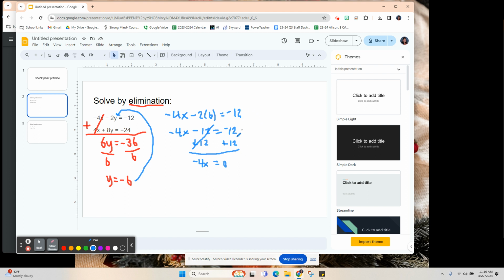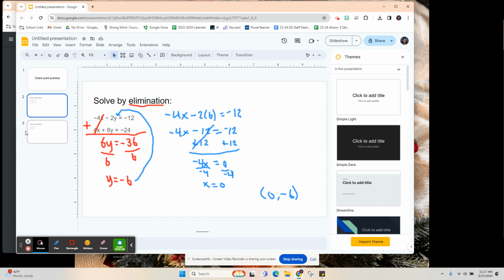Okay, very often I see people solve this and go, oh, well, it's no solution because they can't equal 0. But it can. Okay, negative 4 times some number equals 0 just means it has to be 0. Because if I divide negative 4 on both sides, 0 divided by negative 4 is 0. Or another way to think of it is negative 4 times 0 has to equal 0. So this is going to be x equals 0. So in terms of your solution, this is going to be the point. So these two lines intersect at the point 0, negative 6.